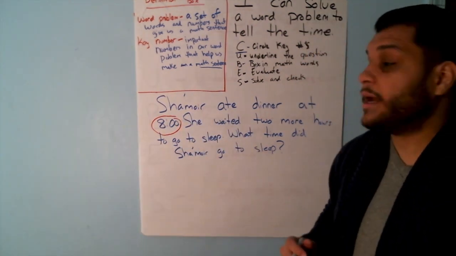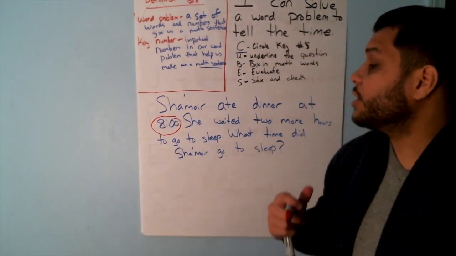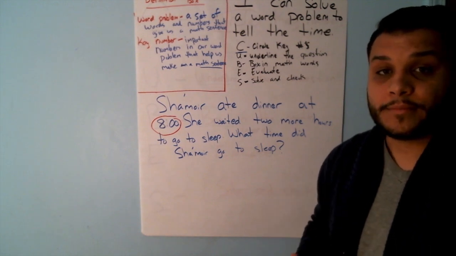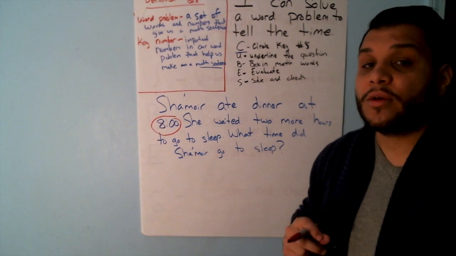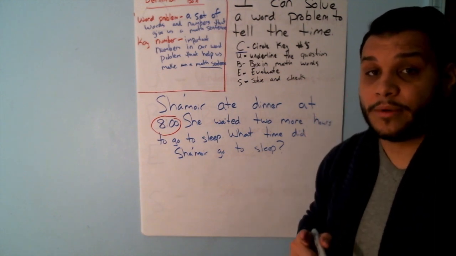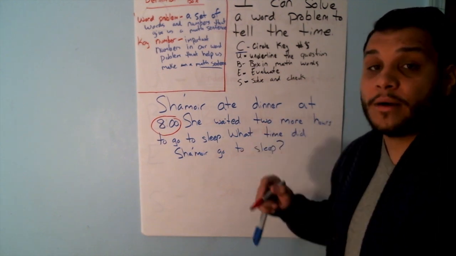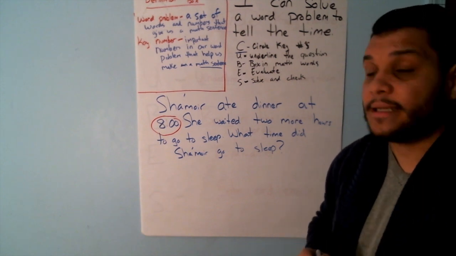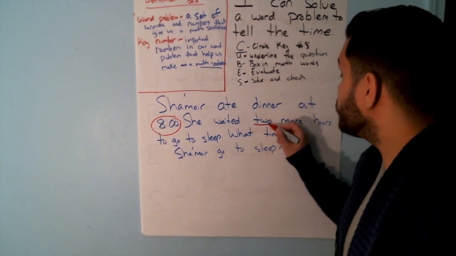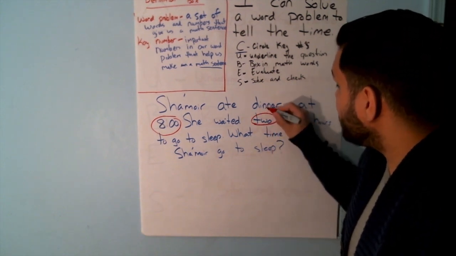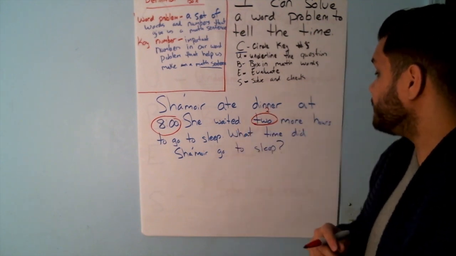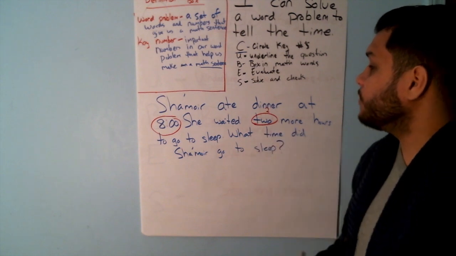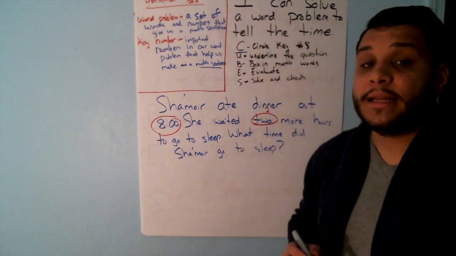It says she waited 2 more hours to go to sleep. This one's a little tricky. Even though there are no numeric numbers, there is a number there. And that number is 2. So to make it a little easier, I will write the numeric form of that, which is 2. What time did Shamor go to sleep? So we completed our C.